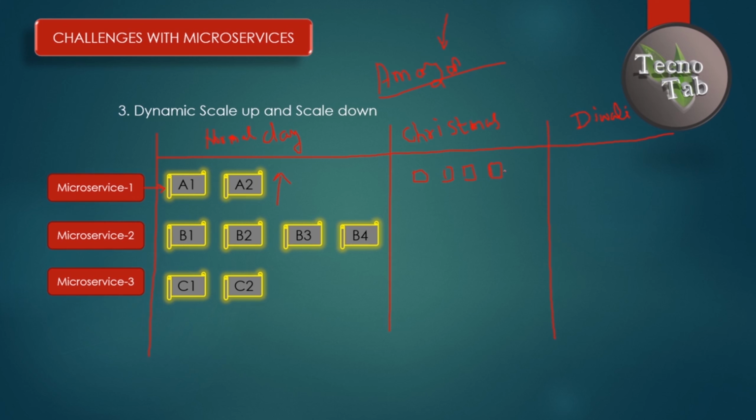The more amount of load, the more amount of instances you will be having, and you will need to scale all these microservices applications in your peak days. Same applies for Christmas, same applies for Diwali, and again in the normal day you need to scale it down. This type of dynamic scale up and scale down we need to implement in our project. And how we can achieve that?